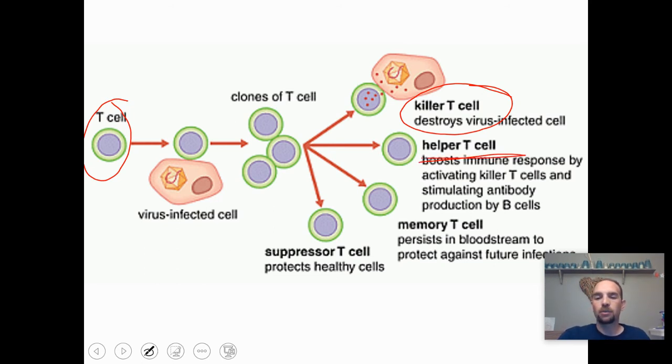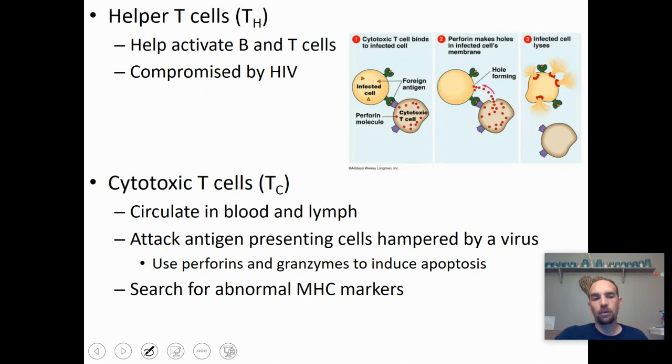You have helper T cells, which are really, really important in boosting immunity for both T and B cells. You're going to have memory T cells. So if that same virus comes inside of your body, we'll be able to kill it a lot faster rather than that delayed reaction. And then we have what are called suppressor T cells, which we're really not going to talk about, but that kind of calms down the T cell activity so our cells that are not really infected don't get killed accidentally. The two that we talk about the most are helper T cells and cytotoxic T cells.